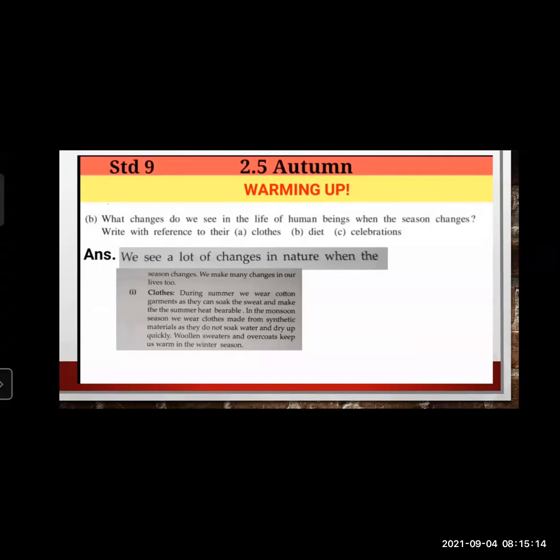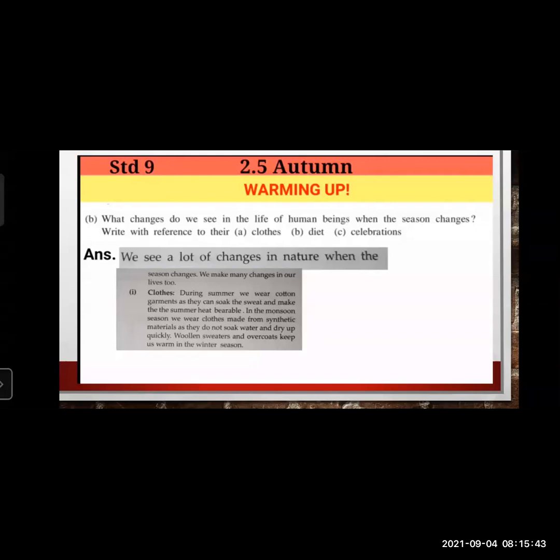I told you that the seasons are very important in our life, as every life has its own season. In the same way, we make some changes. We have made some changes in our clothes, in our diet, meaning food, and in our celebrations, our mood, our feelings. So each and everything has changed by the seasonal change.